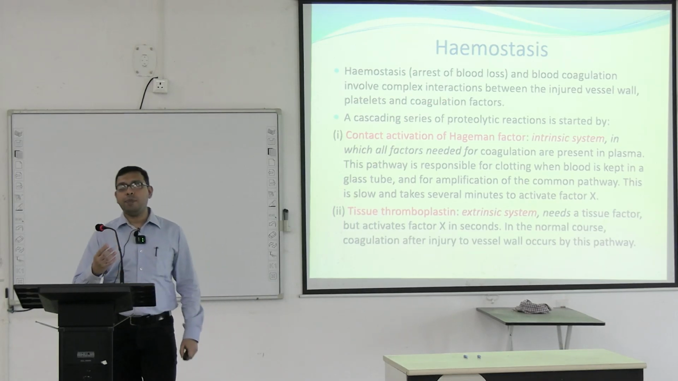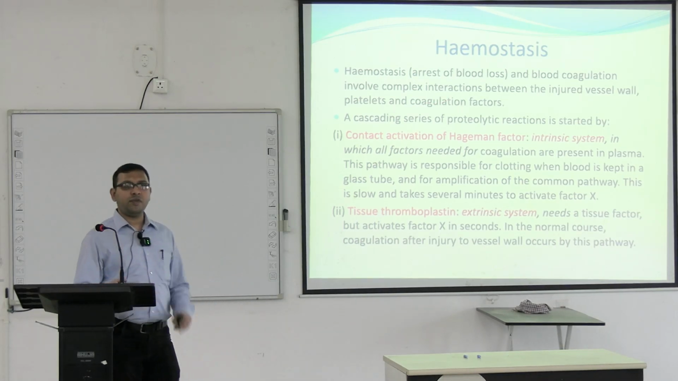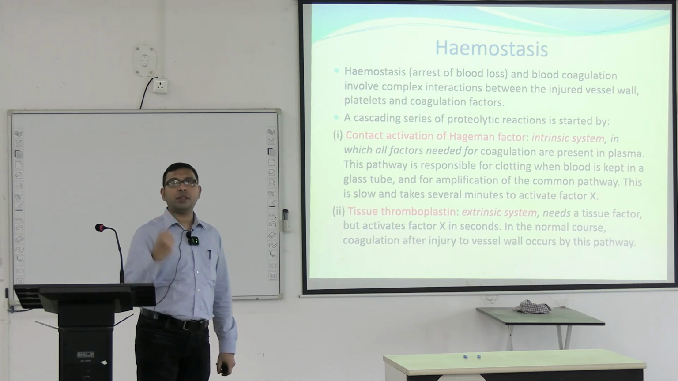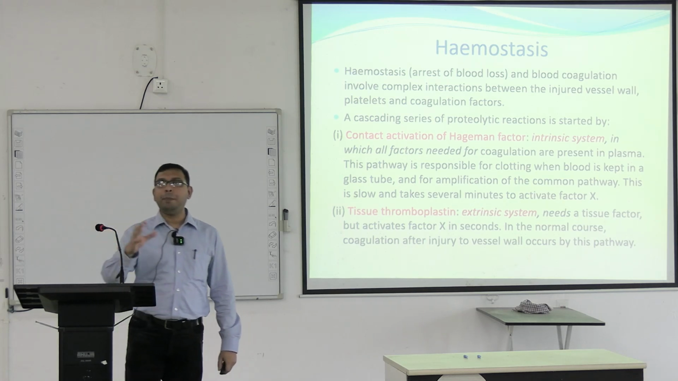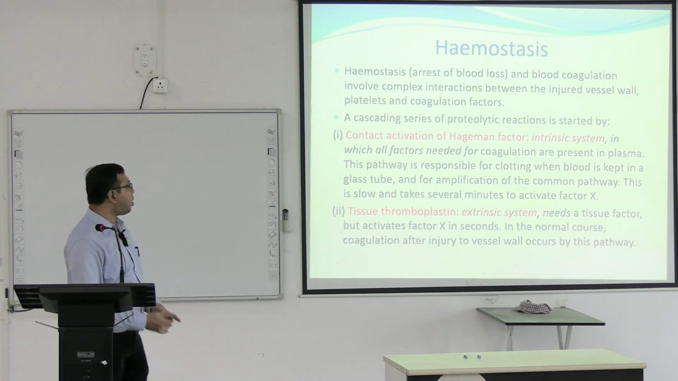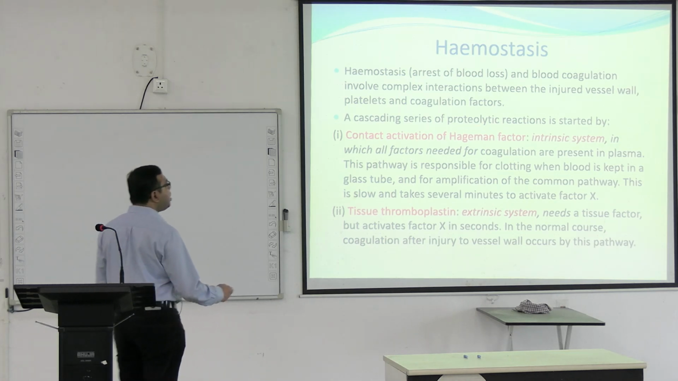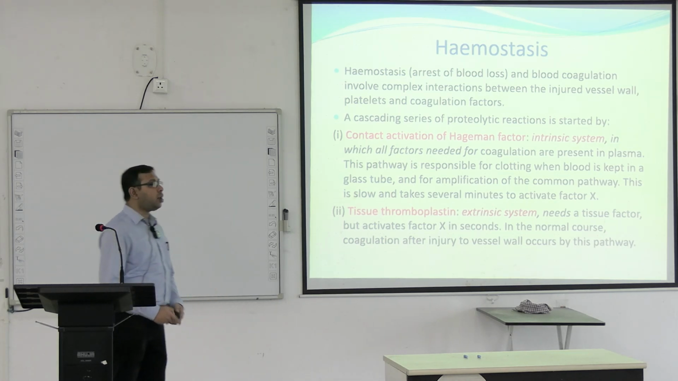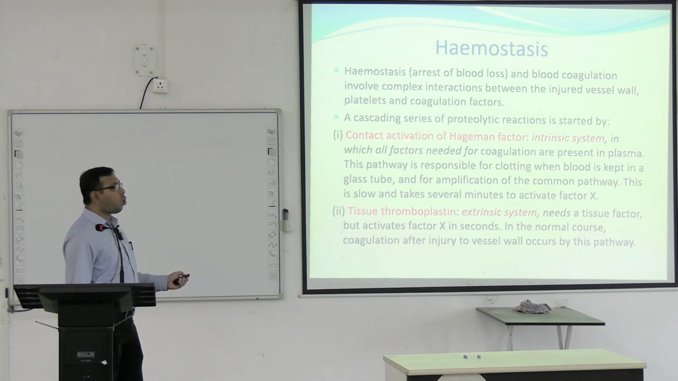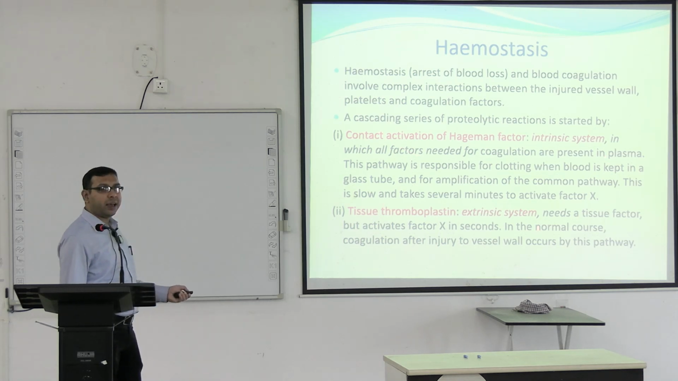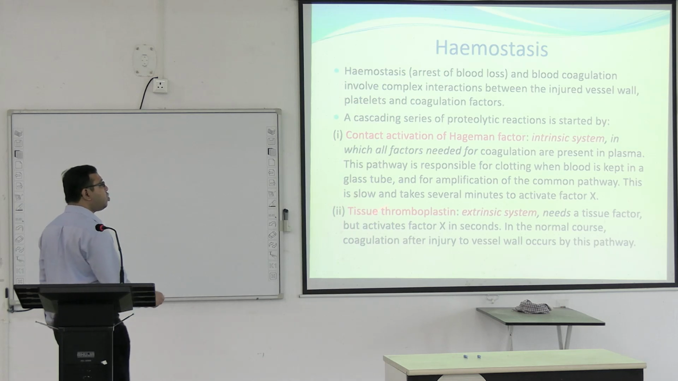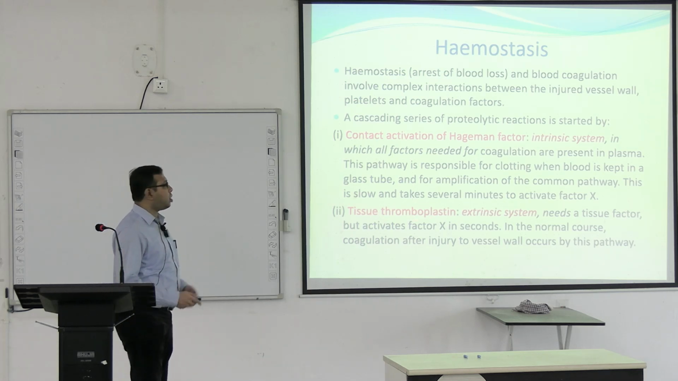Some of this you have read about in physiology, about how coagulation happens, how if there is bleeding, what the different phases are, how the bleeding stops, that is the most important thing. So a cascading series of proteolytic reactions happens. First is the contact activation of the Hageman factor, the intrinsic system, and another is the extrinsic system, where tissue thromboplastin is the main initiator.